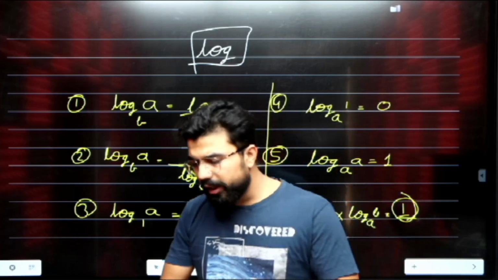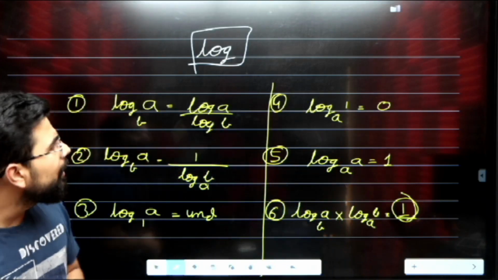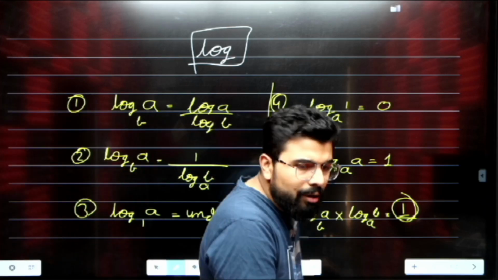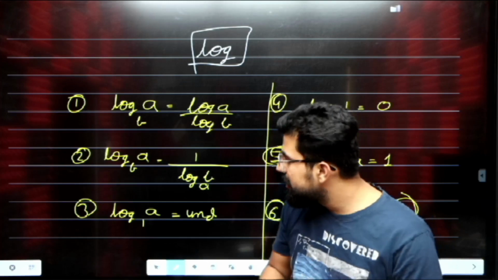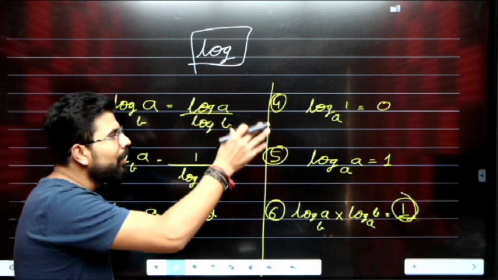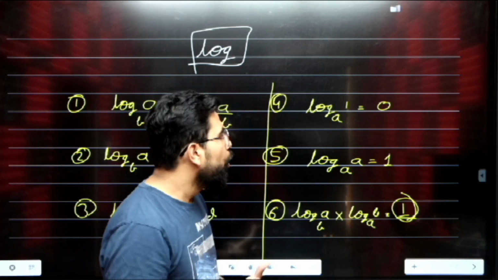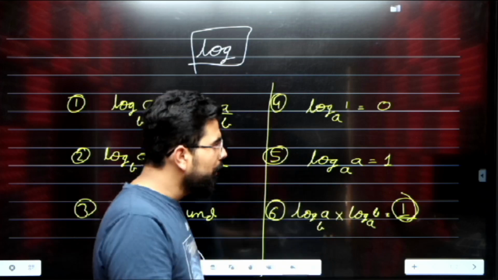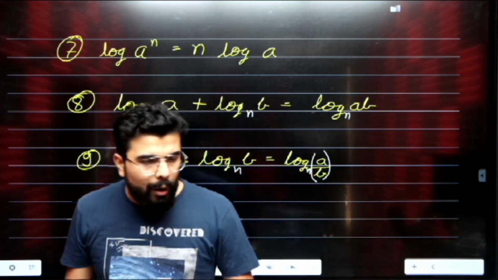Yes, sir. Let's do it again. Log a base b is log a by log b. Log a base b can also be known as 1 by log b base a. Log a base 1 is undefined. Log 1 base a is 0. Log a base a is 1. Log a base b into log b base a is also 1.